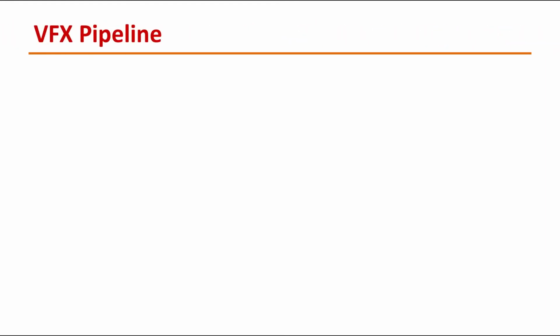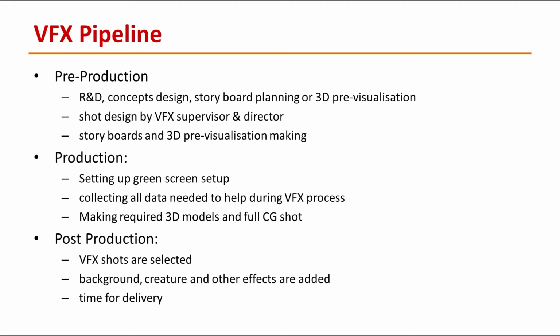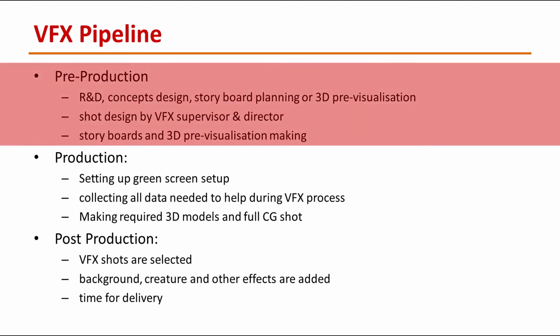The VFX pipeline or workflow can be divided into three segments: pre-production, production and post-production. The pre-production stage is basically the planning stage. This involves some of the initial conceptualizing of ideas. In this stage, you can make sketches and pre-visualizations that can be created in 2D, 3D or any other format of video. The VFX supervisor designs the shots in consultation with the director.